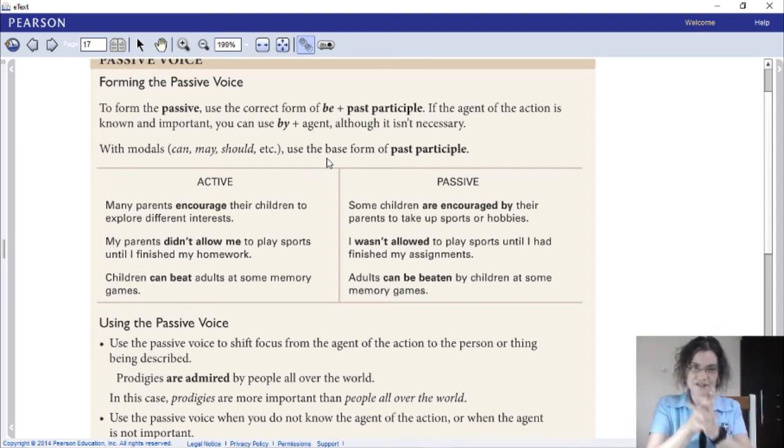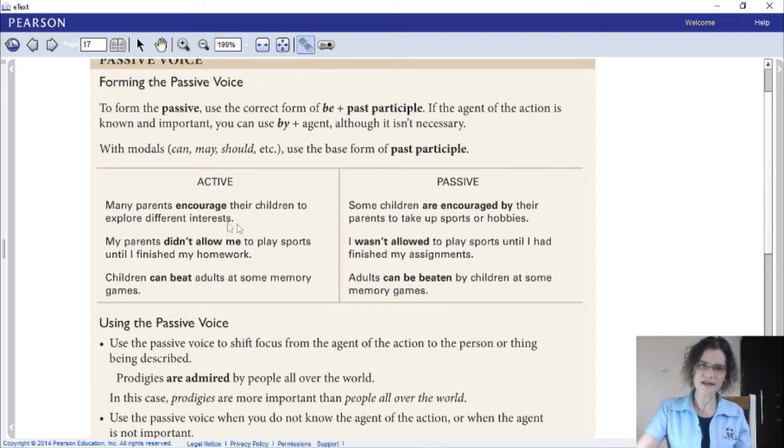The active voice: many parents encourage their children to explore different interests. Here the focus is on parents as the subject. That will be changed, and here the object is the children, right? The object goes to the beginning. So: some children are encouraged by their parents to take up sports or hobbies. Now, why do we use "are"?